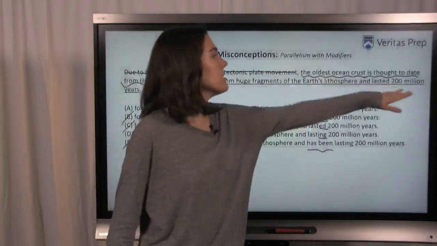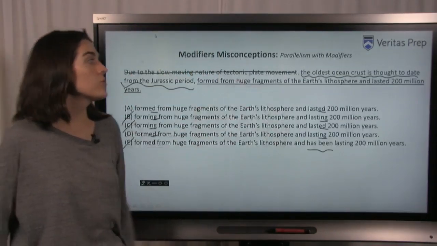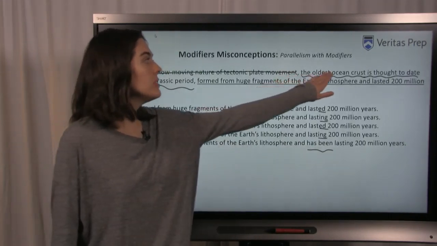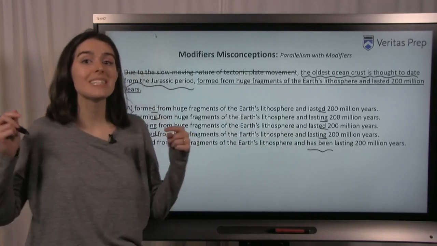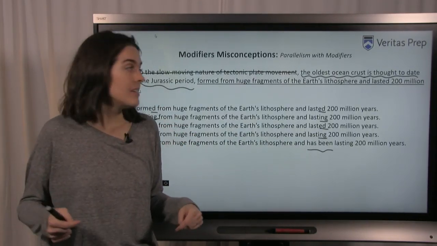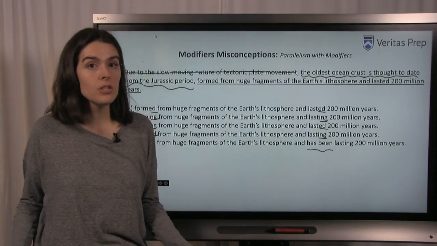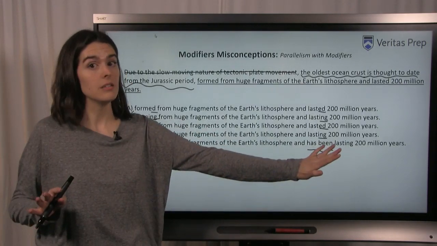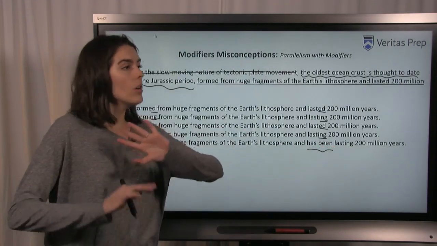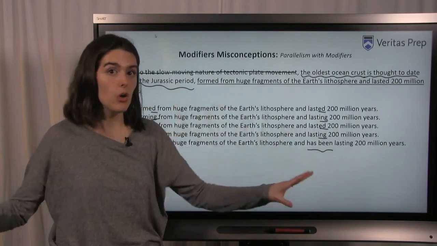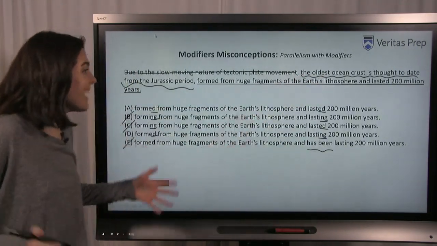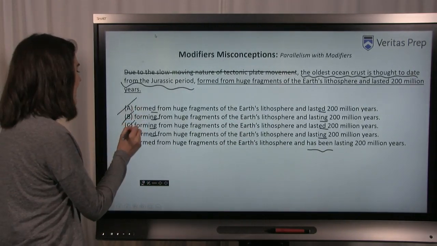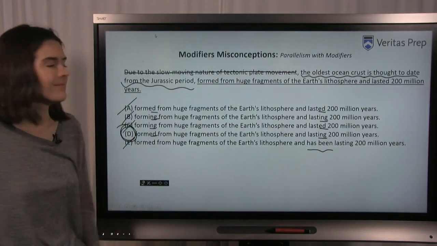All right, lasted versus lasting 200 million years. Well, we know the oldest crust is the oldest right now, which means it still exists. So if we said lasted 200 million years, that means it's done lasting, right? It's broken up or something has happened and it's no longer there. But it's still there. So we can't have lasted, we need lasting. Answer is D.